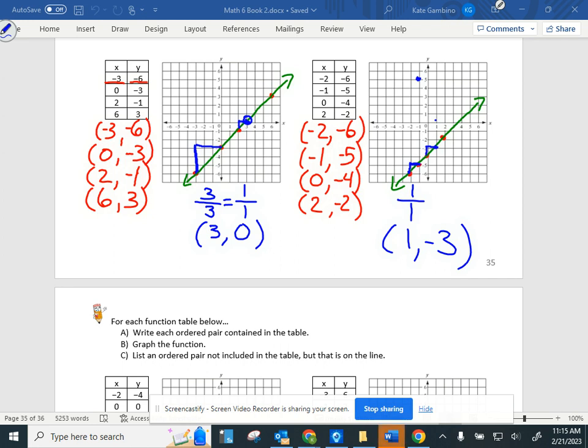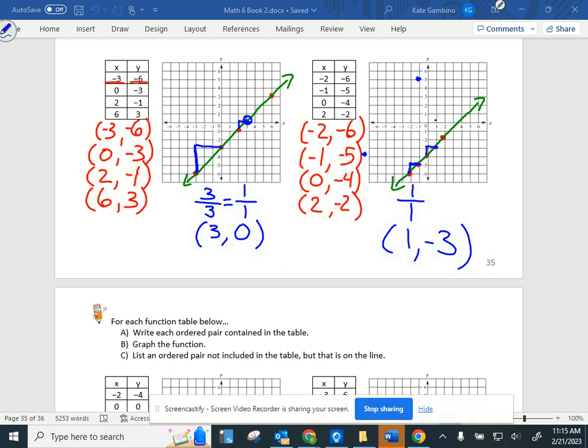Oh, shoot, I didn't print this. If you wanted to do -1, -5, we already have that one listed as an ordered pair, and the directions were to find a new one. So that wouldn't work because it was already there.